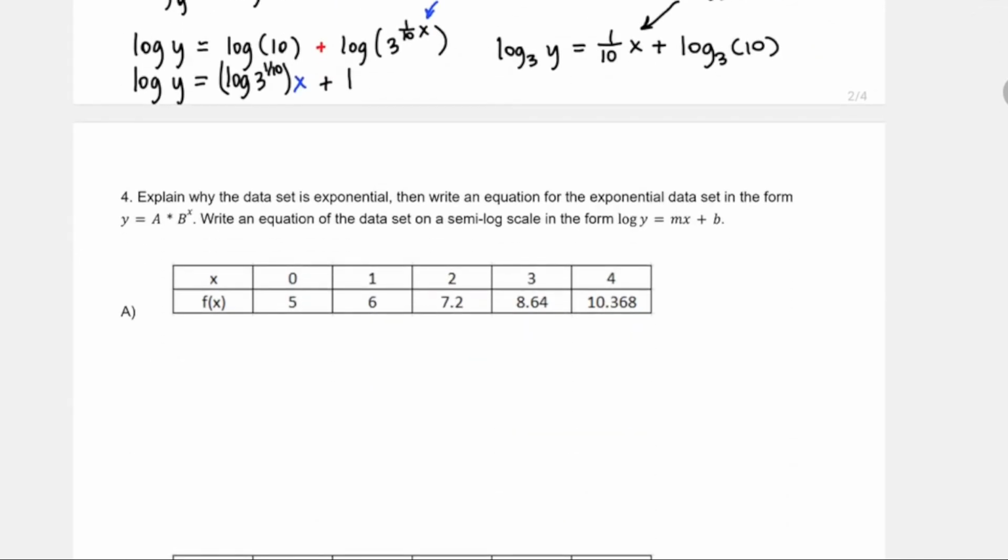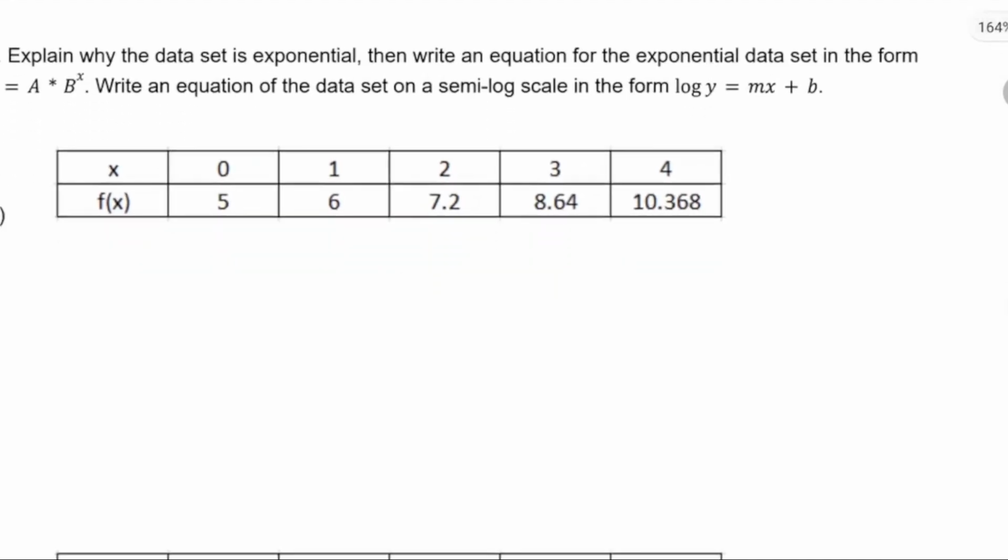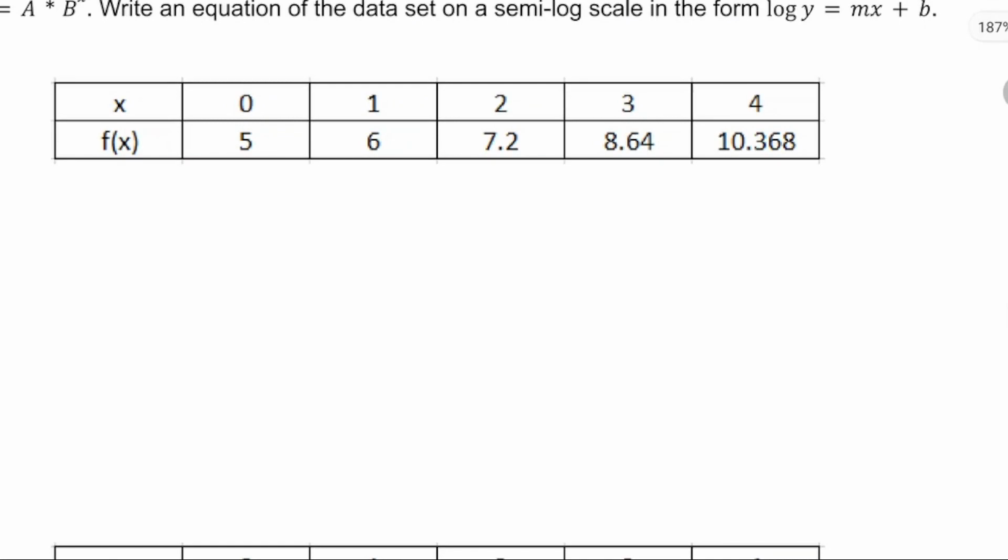Explain why the data set is exponential. Then write an equation for the exponential data set in the form y equals a times b to the x, and then write the equation of the same data set on a semi-log scale in the same form that we're used to. All right, great. So what we're going to do is explain why it's exponential.